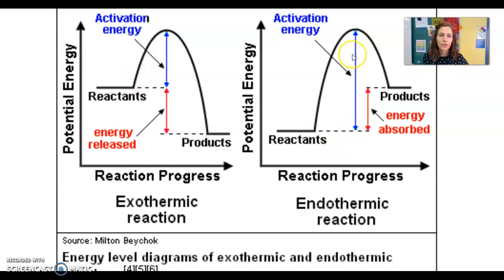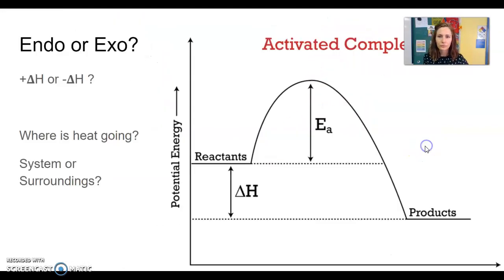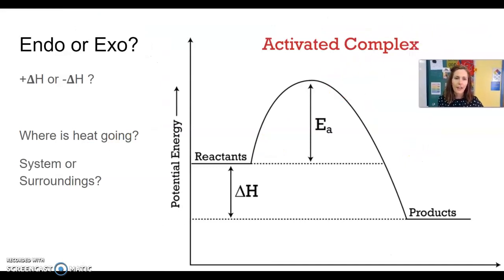In an endothermic reaction, we usually have a higher activation energy, and it requires a lot more energy to begin the reaction. So let's take a look here. I have a reaction diagram here, a potential energy diagram. Is this an endothermic or an exothermic diagram? Can we tell? Our reactants are higher in energy than our products, meaning what? Energy must have been released, and that is an exothermic reaction.